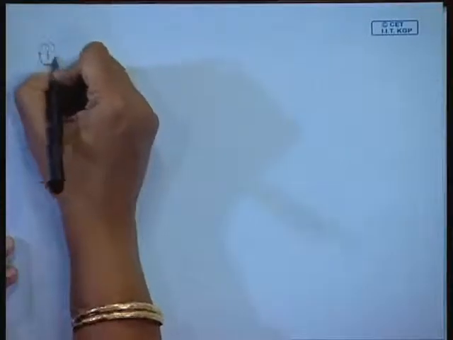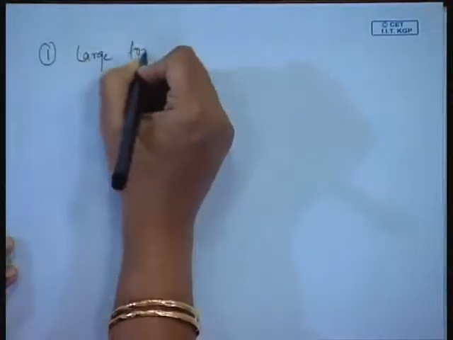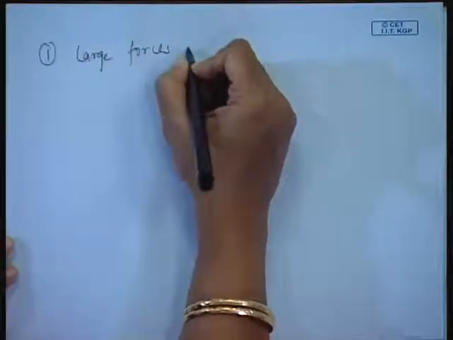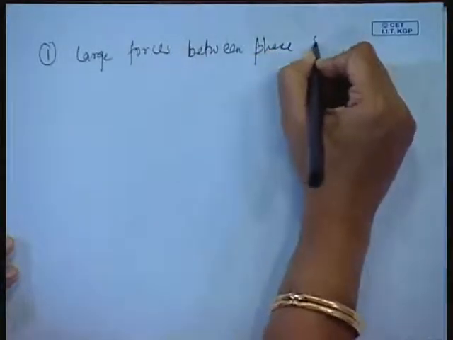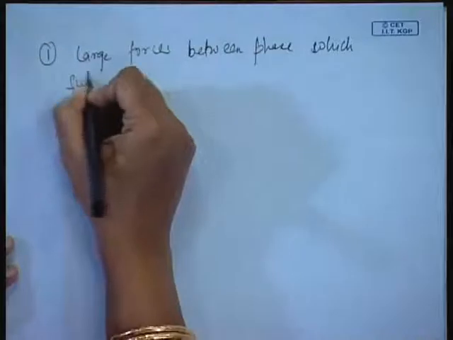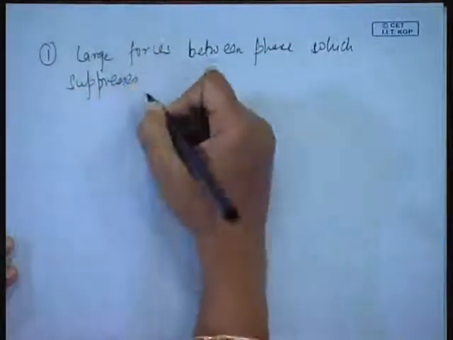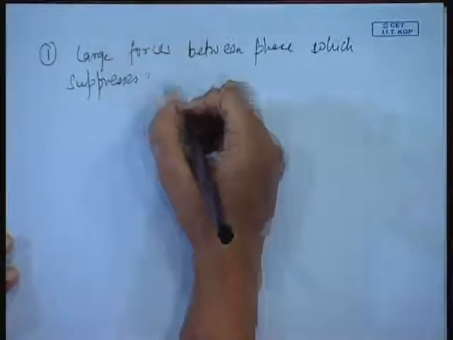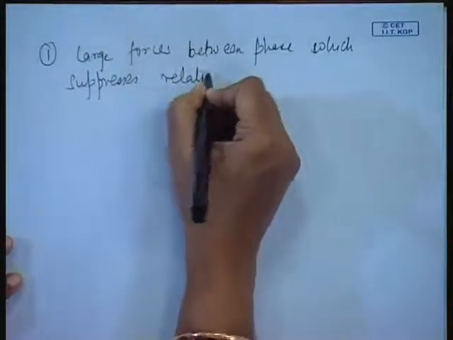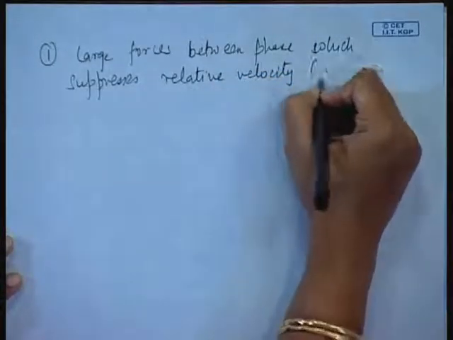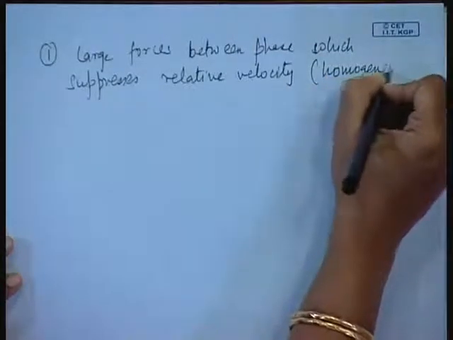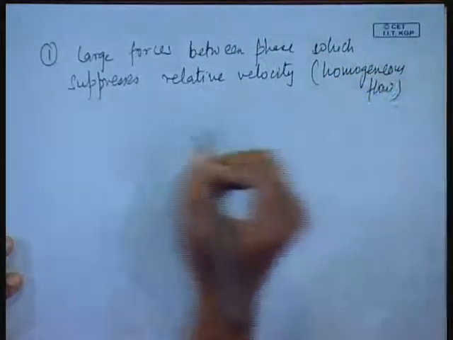So, for this particular case, we can solve the problem for two cases. One case is large forces between phases, which suppress relative velocity. What does this mean? That between the two phases such large forces are acting that they suppress the relative motion. What does this sentence mean? Homogeneous flow. In other words, the two phases are under homogeneous flow condition.